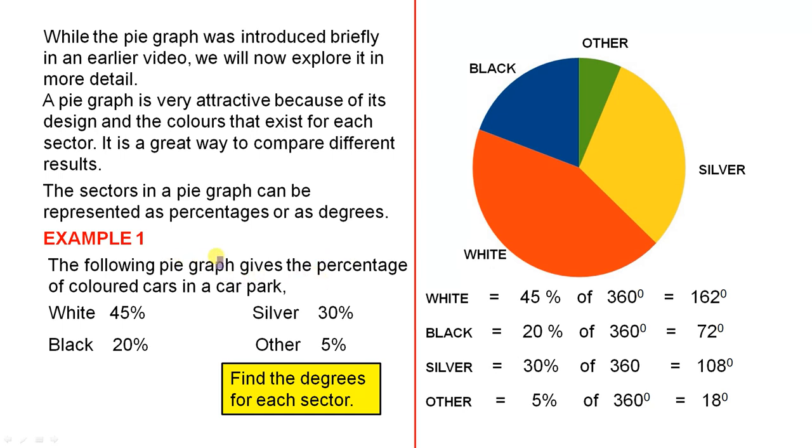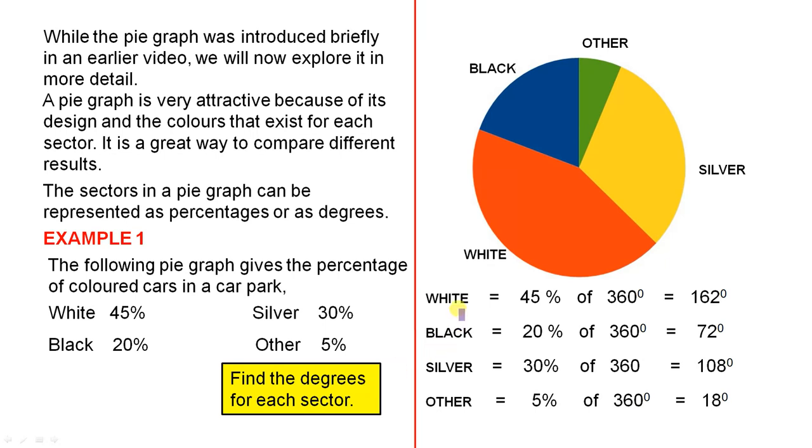So for the first example, the following pie graph gives the percentage of coloured cars in a car park. So the white cars, 45% of all the cars are white, 20% are black, 30% are silver, and 5% are a mixture of other colours. Find the degrees for each sector.